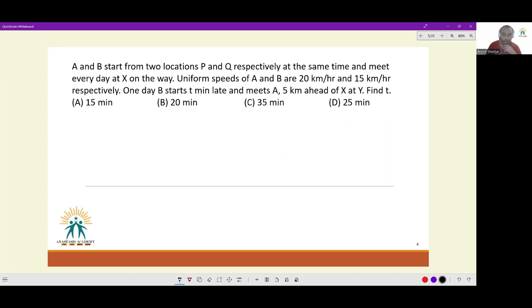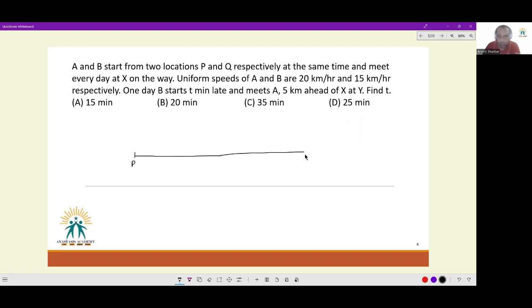Next question. A and B start from two locations P and Q respectively at the same time and meet every day at X on the way. Uniform speeds of A and B are 20 km per hour and 15 km per hour respectively. One day, B starts T minutes late and meets A 5 kilometers ahead of X at Y. Find T.